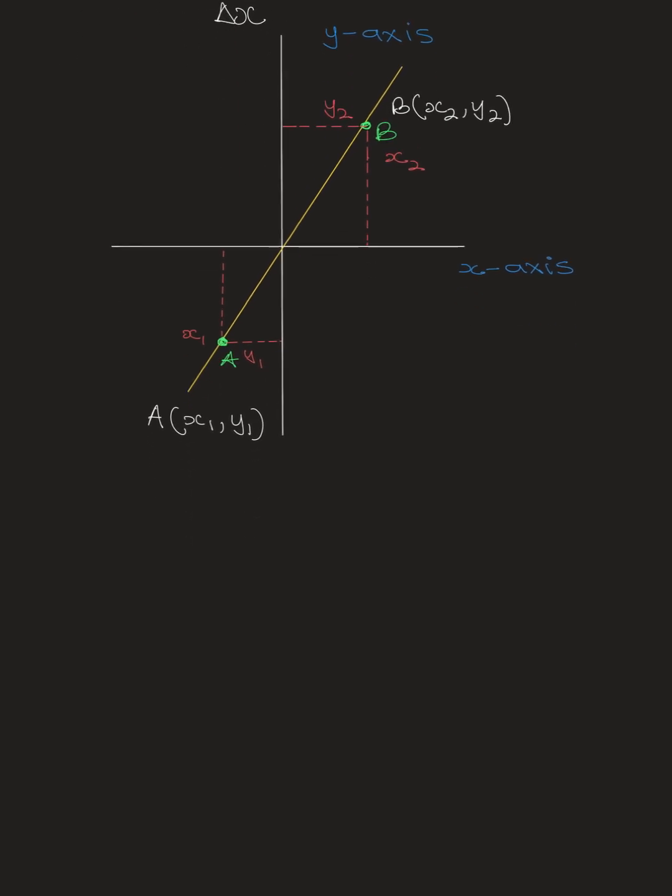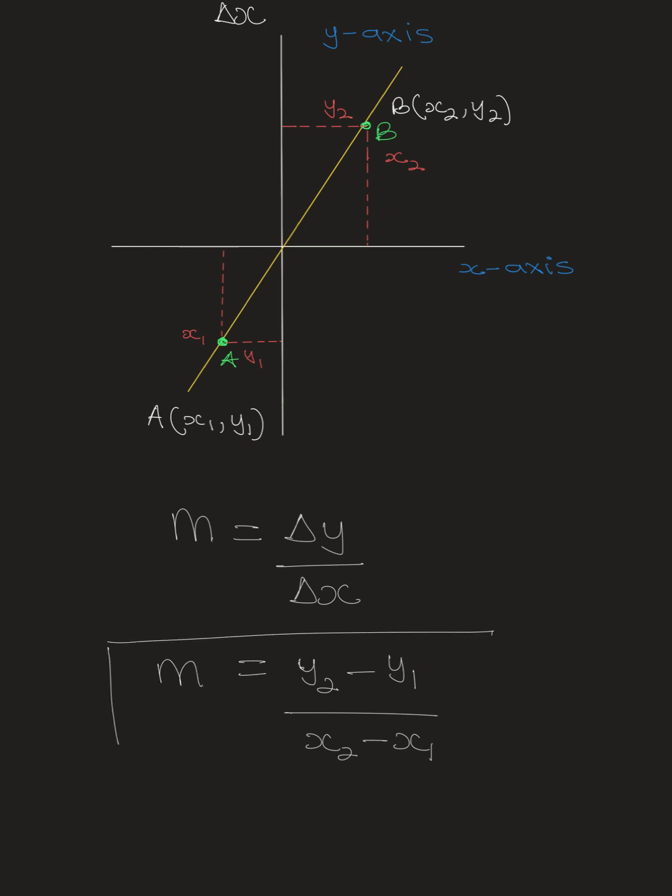So the gradient represented with the letter m is defined as the change in the y divided by the change in the x value. That is to say, we will have y2 minus y1 divided by x2 minus x1. So that is the gradient, and this is the way you calculate it. It is also known as the slope of the graph.